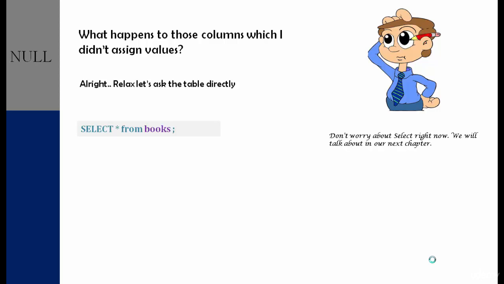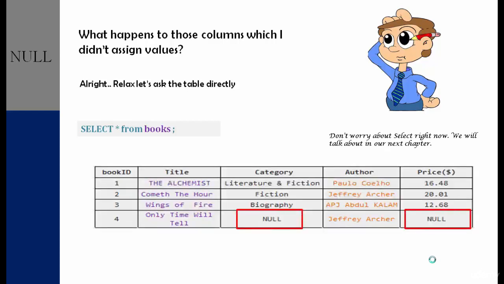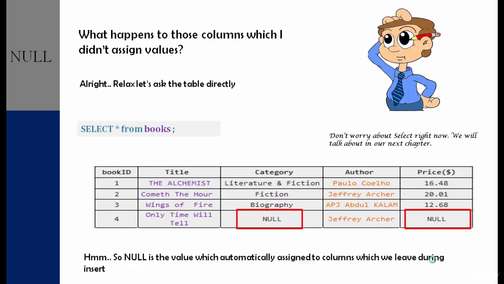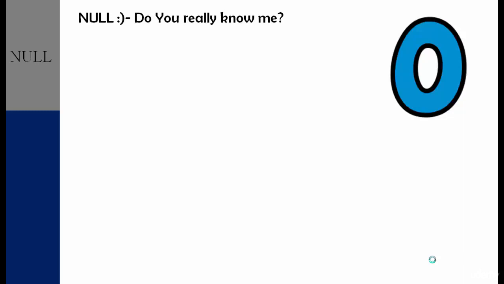So once you execute the select statement, you will get the entire data of your table. Oh, if we see, it has inserted null values in the columns which we left. Now what the heck is this null? So in SQL, null is the term used to represent a missing value. Jeff has a few queries.